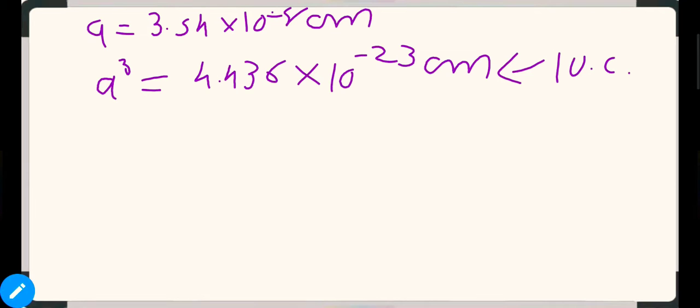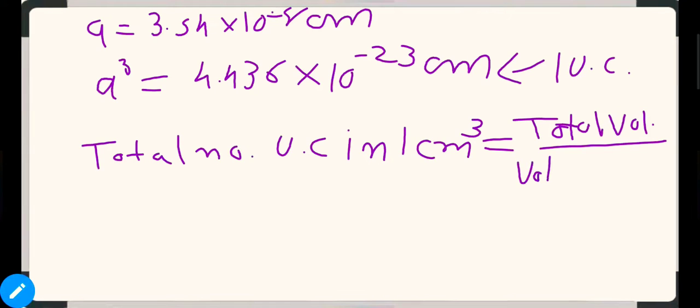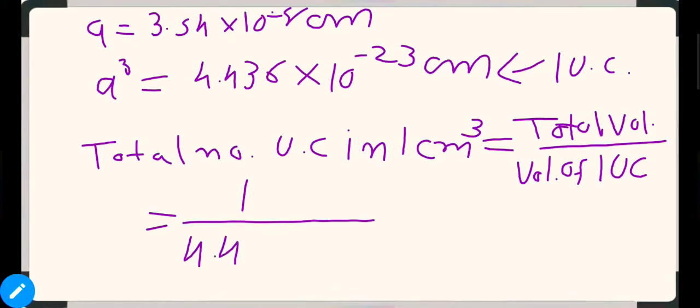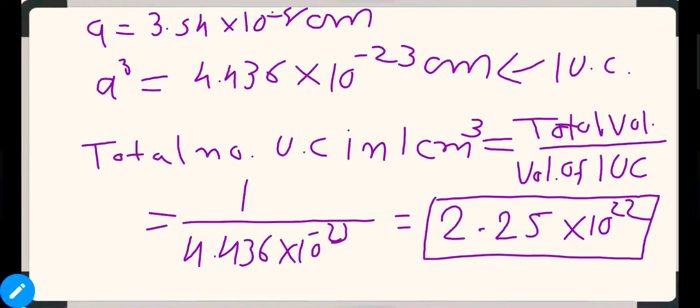Now we need to find the total number of unit cells in 1 centimeter cube. For that we need the total volume divided by the volume of one unit cell. So the total volume is 1 and the volume of one unit cell is 4.436 into 10 raised to minus 23, which is equal to 2.25 into 10 raised to 22. This is the total number of unit cells in 1 centimeter cube.